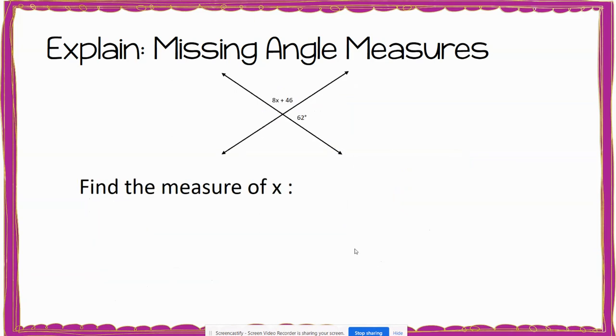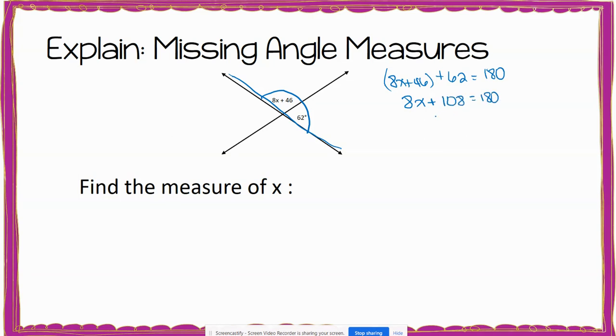Now, find the measure of x here. For these, I can see that the relationship between these two angles that I am given is that they are supplementary. That means that together they add up to 180, which I know because together they form this straight line. So if I do 8x plus 46 and I add it to 62, I'm going to get 180. Well, over here I would need to simplify. So 8x plus 46 plus 62 is equal to 8x plus 108.